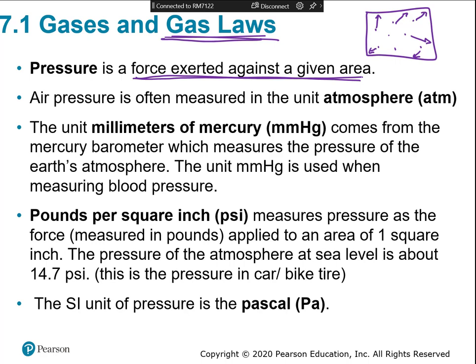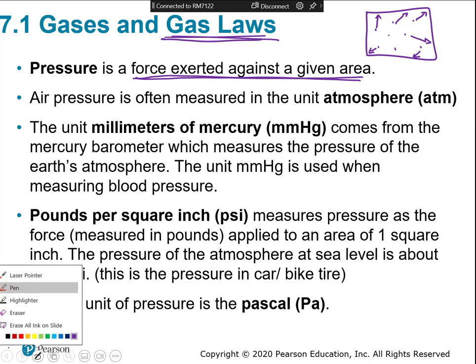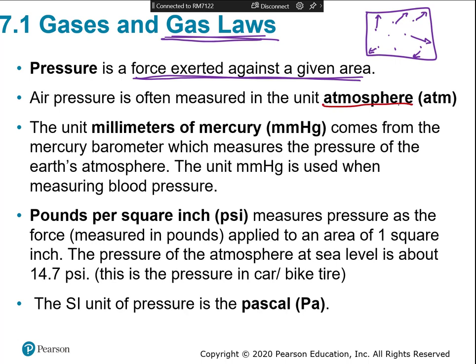There are a couple of different ways we talk about units for pressure. We really are only going to talk about 2. We are going to talk about atmospheres. When you see ATM, know that that is atmospheres, a unit of pressure. The other unit that we are going to talk about is mmHg, millimeters of mercury. When you see that, know that that is referring to pressure as well.